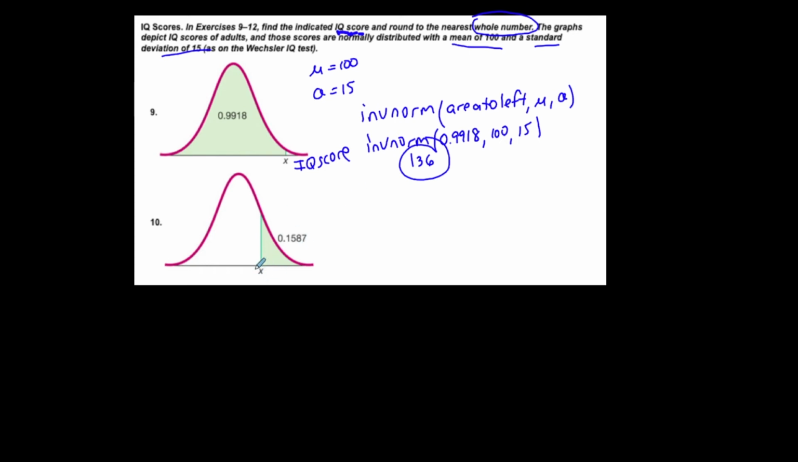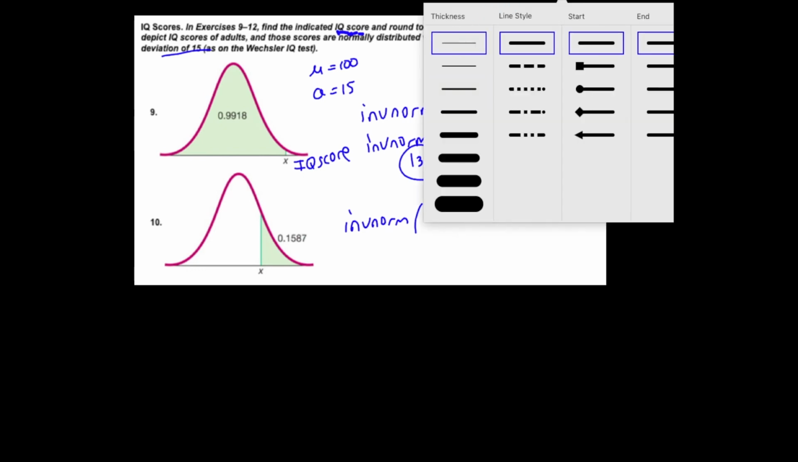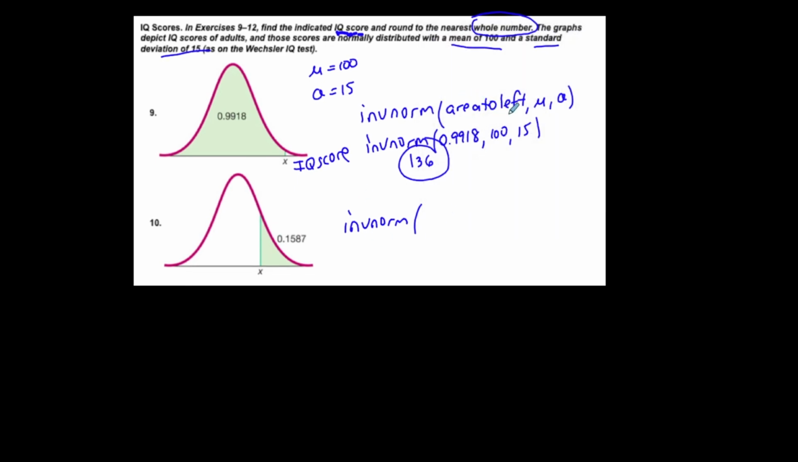This is an IQ score that has 15.87% of the other IQ scores above it. So again, I'm looking for a data value in this case. I'm given a percentage or a probability. The thing that I want you to be very careful with though is, remember that I said the area that I'm inputting is always the area to the left of the value that I want. And in this case, I do not know this area to the left.